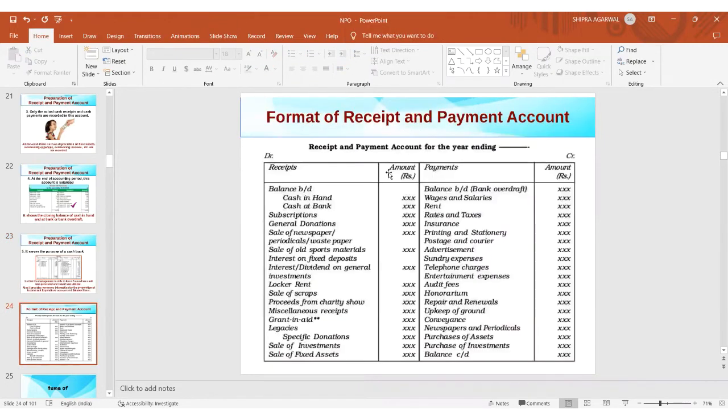Now, this is the complete format of your receipts and payments account. As I told you, you start with the balance brought down for cash in hand and cash at bank, and your balance carried down, similarly for both the things. And all the receipts on this side, you can just have a look, these are the items that can be written under receipts, and these are the items that we can write for payments.